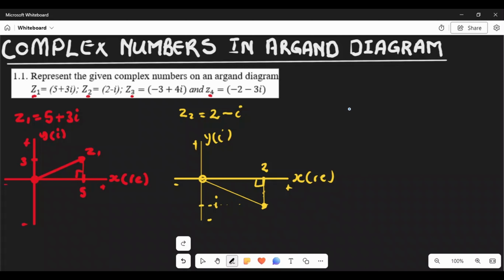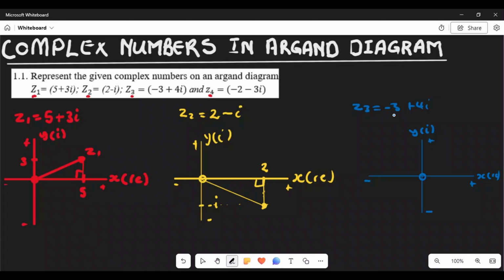Now let's look at Z3. So Z3 is equal to negative 3 plus 4i. We need to draw the Cartesian plane for us to be able to represent it. Let's do it. So we have y, which represents the imaginary numbers. We have x, which represents the real numbers, and x is going to be positive on this side, and y on this side is going to be positive. x is going to be negative this side, and y is going to be negative. So we have the origin there. Right, so let's draw our graph.